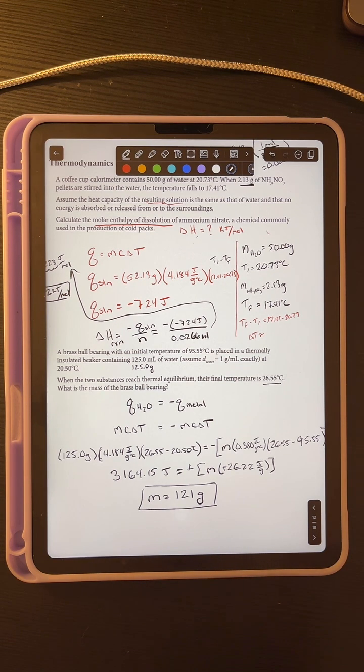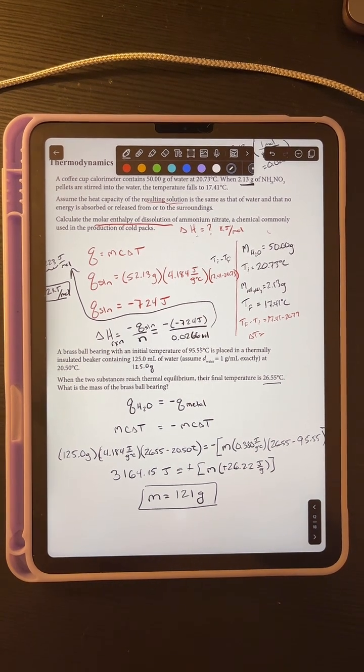How is everyone doing? I hope you are having a fabulous Tuesday. We are going through a couple more of these practice problems. This makes sense. Yay.